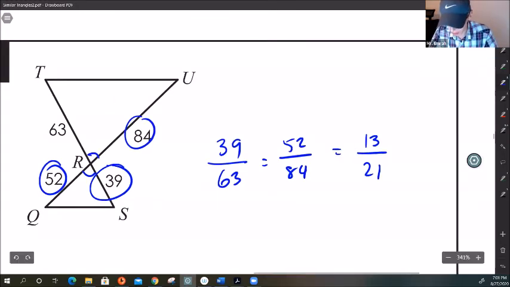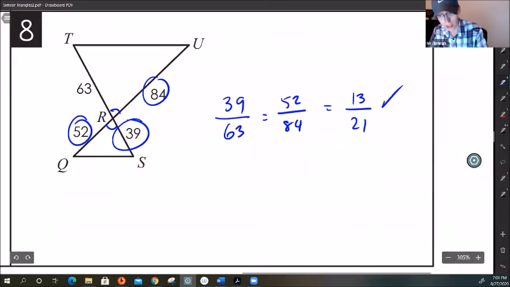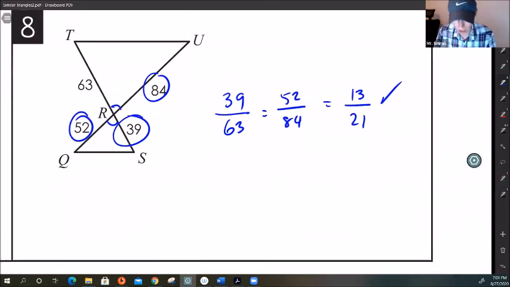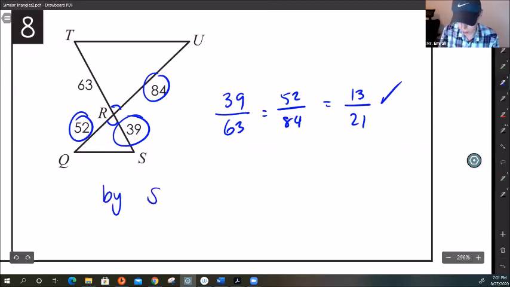They are indeed proportional to each other, the sides, and then the angle in between them is given to me as equal as vertical angles. So I'll just say that these two are similar by side angle side similarity. However, I need to write down the similarity statement as well.